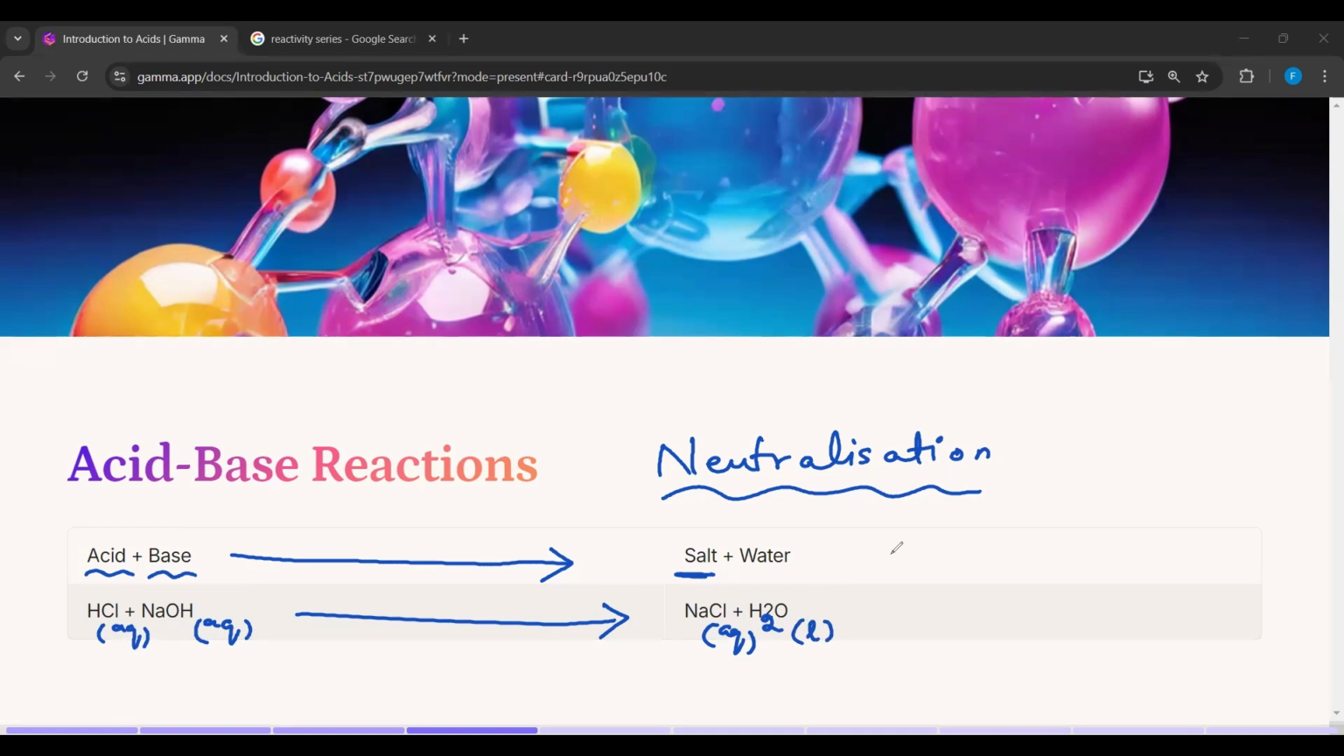So remember, acid plus base will always give salt and water. So this is the general equation for a neutralization reaction. And if we take HCl and NaOH, we get NaCl. So the cation and the anion, the salt, the compound depends on the reactants that are used.